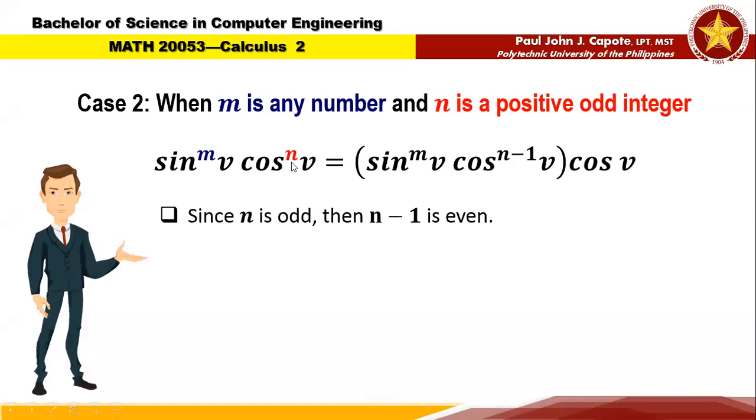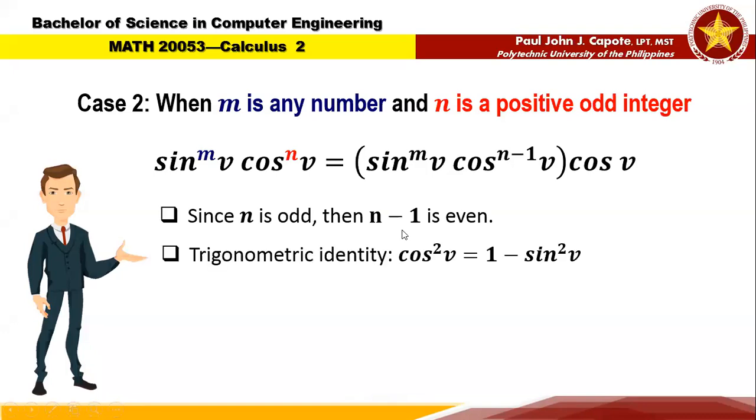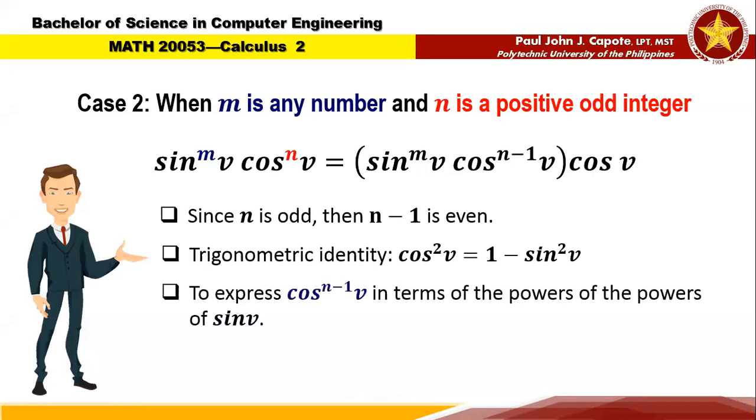Since n is the power of cosine, the focus here is the cosine. Since n is odd, then n minus 1 is even. So if n minus 1, or the power of cosine, is even, then we can apply this trigonometric identity, cosine square v is equal to 1 minus sine square v. The purpose of such is to express cosine to the n minus 1 v in terms of the powers of sine v. And so the general form becomes the integral of the quantity sum of powers of sine v times cosine v dx.